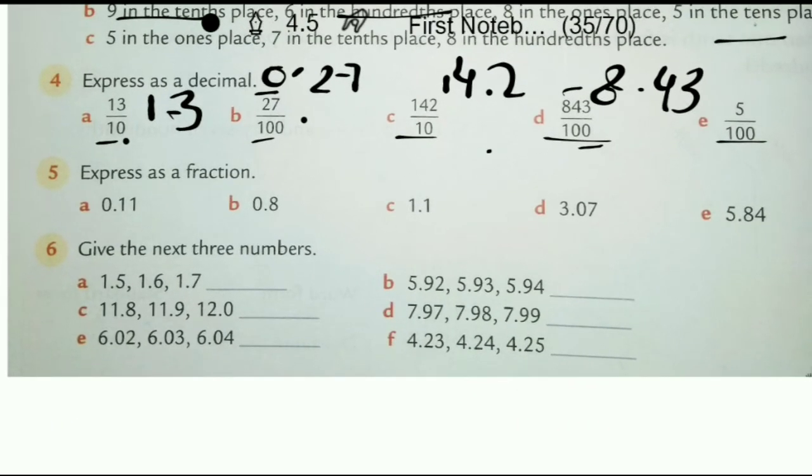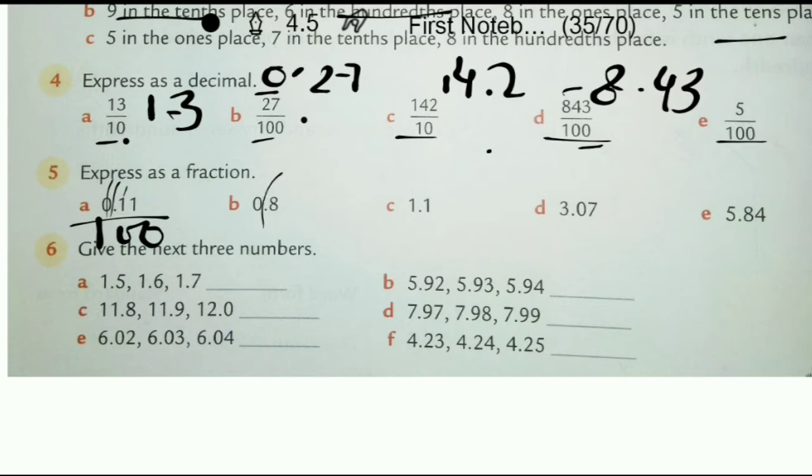Next, express as a fraction. As a fraction means the opposite question. So in this one, remove this decimal. We will write here 1 and 1. It means two numbers, so we will write 11 upon 100. Two numbers means we will put two 0s in the denominator.